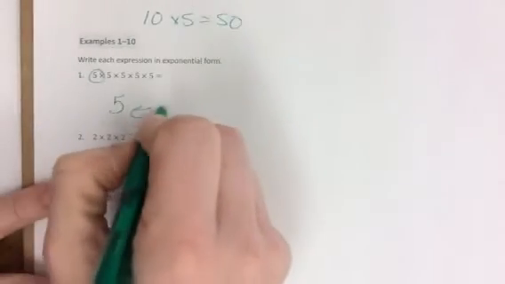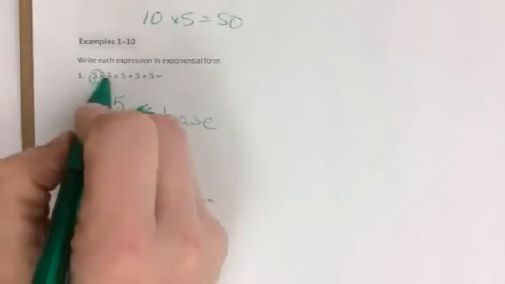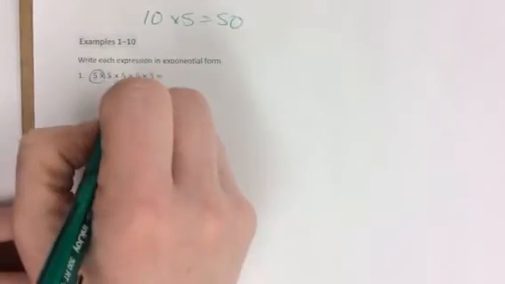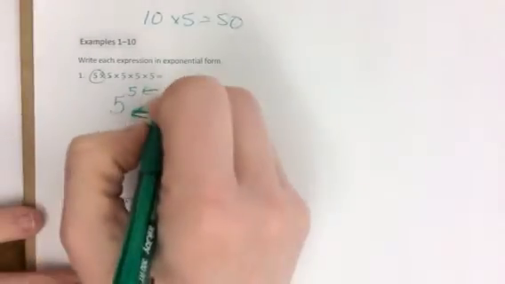This is called your base. How many times are we multiplying the base by itself? That's an arrow, by the way. 1, 2, 3, 4, 5. So we raise it to the 5th power. Some people call that the exponent, and some people call it a power. So you can read this as 5 raised to the 5th power. Okay? We don't need to solve it. All we need to do is write it in exponential form.